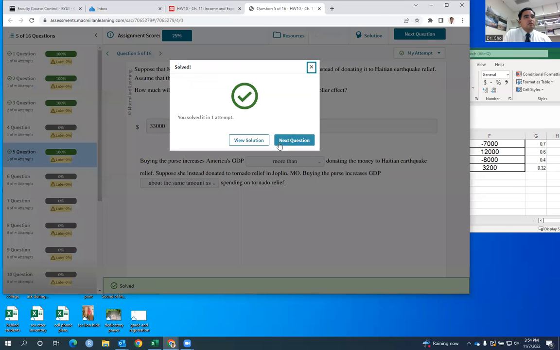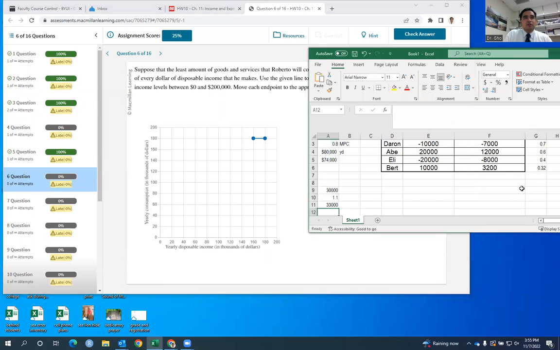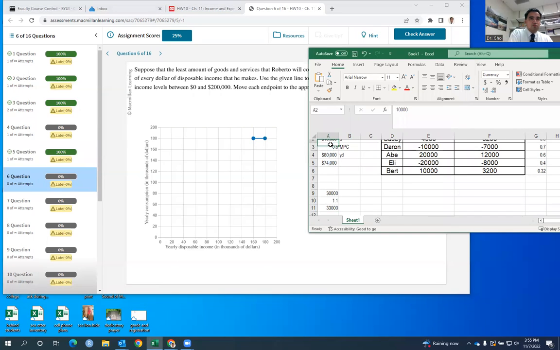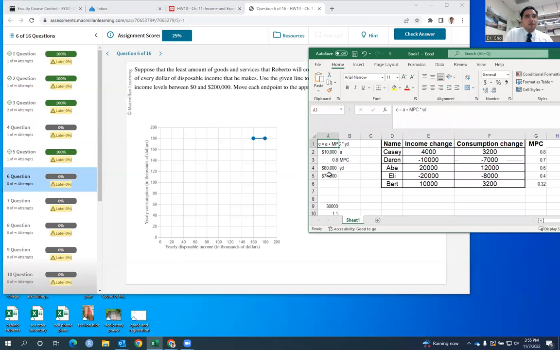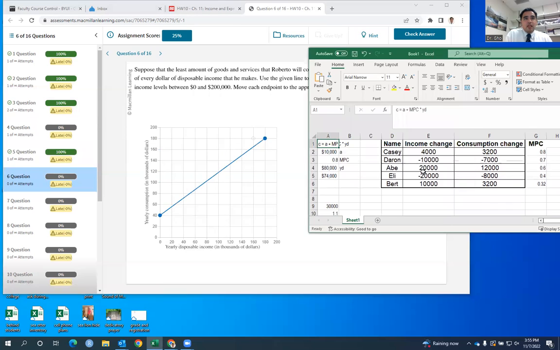Okay, so let's look at the next question. The least amount of goods and services Roberto will consume is $40,000. He tends to save 30% of every dollar of disposable income that he makes. Let's look at this graph, his consumption function. Oh, we have this already from before. We'll use this formula right here: C equals A plus MPC. So if he has zero disposable income, he's still going to be spending $40,000. And that is our y-intercept, or A value.